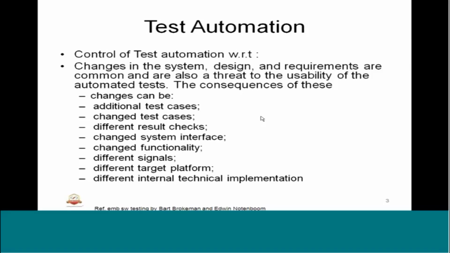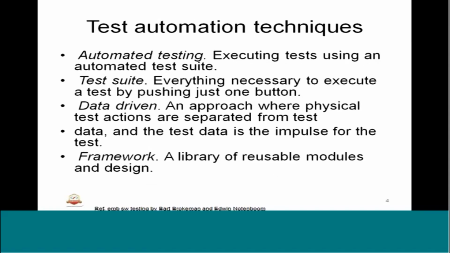Okay, so test automation techniques: automated testing, executing tests using an automated test suite. So there is a test suite that will be executed for testing the specific software piece. Test suite, everything necessary to execute a test by pushing just one button. Ideally, there should be that actually. Test suite will be triggered and it will take care of all controlling, picking the data, signals, and driving values, and getting the result, analyzing it, reporting as pass or fail, all as part of the test suite.